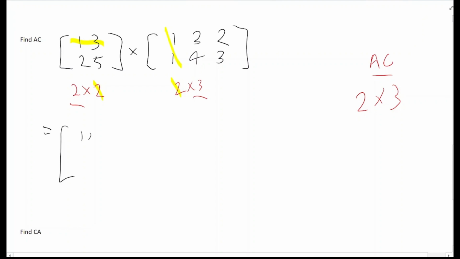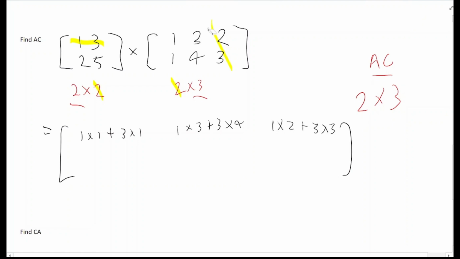So that's going to be 1 times 1 plus 3 times 1 as our first term there. We're then going to be doing 1, 3 paired with 3, 4. So 1 times 3 plus 3 times 4. And then we're going to be doing 1, 3 paired with 2, 3. So 1 times 2 plus 3 times 3.